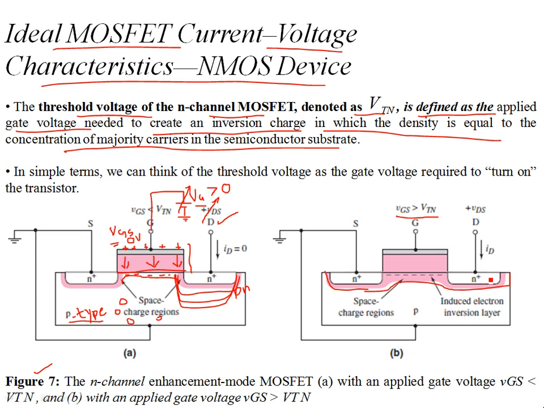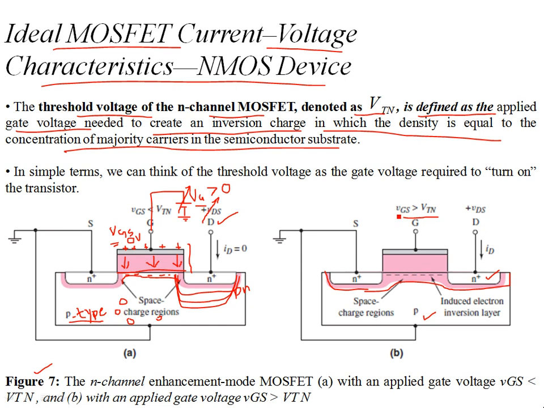You can see that this is N doped, and this is P doped. So there is a depletion region that already exists. But in order to have conduction of current from drain to source, you need a channel.